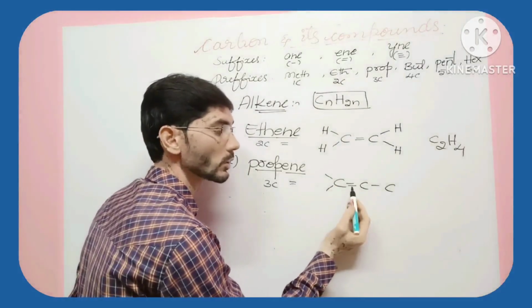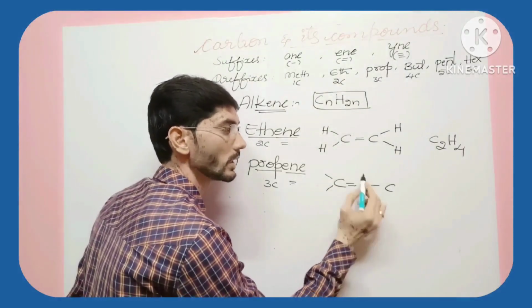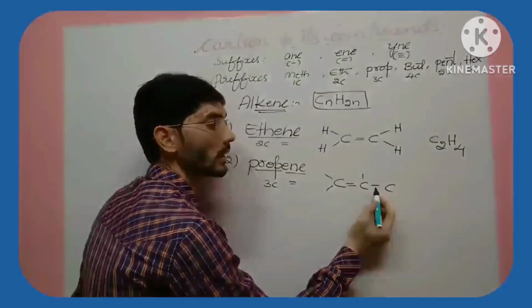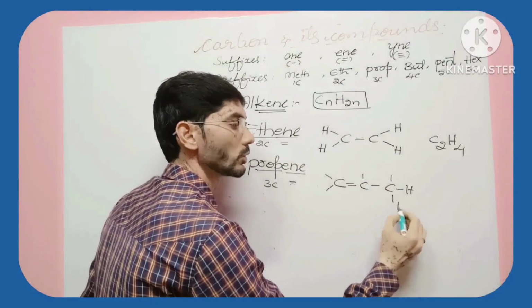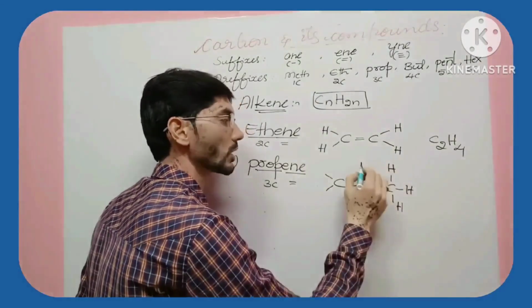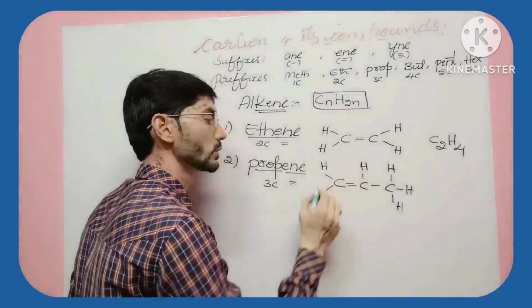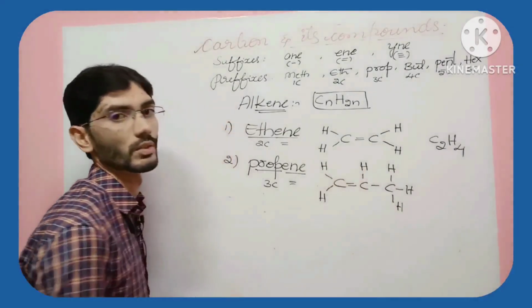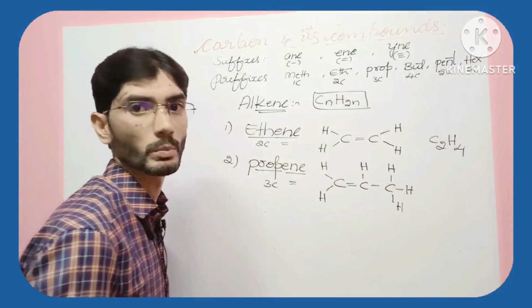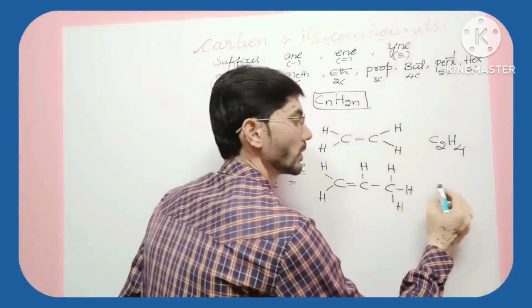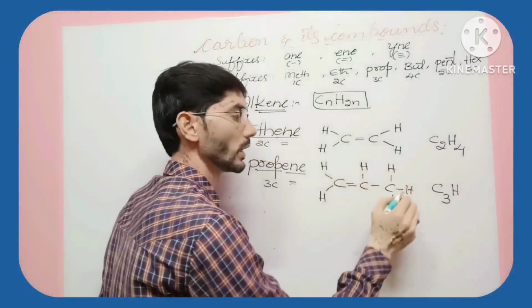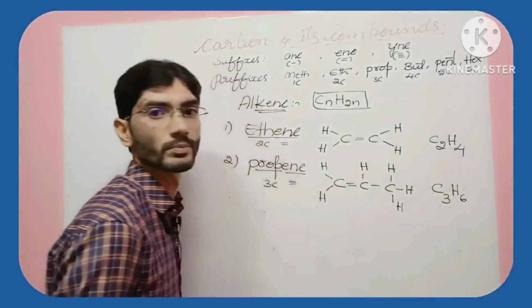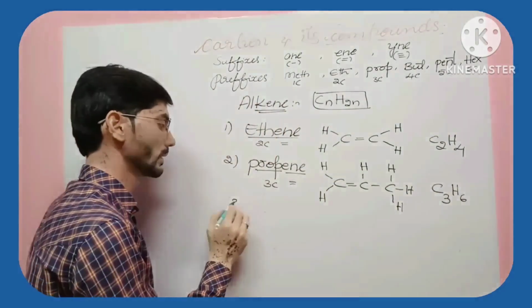Here you count properly: 1, 2, 3, 4. And now here 1, 2, 3, 4. You have to count properly. If you put 1 extra bond or 1 extra hydrogen atom, the entire structure will go wrong. So that's why don't make that mistake. And now that will be C3H6. Now let's move on to the next one.